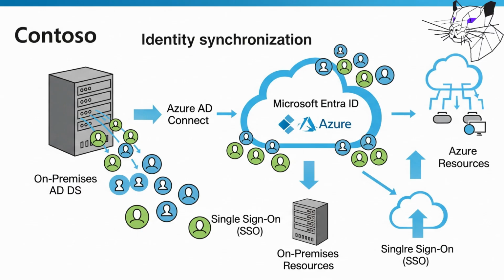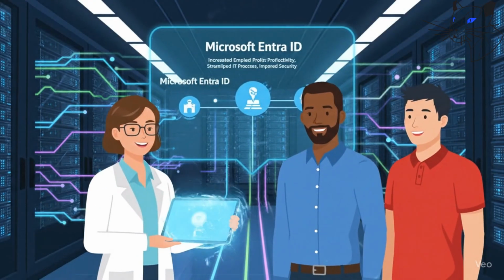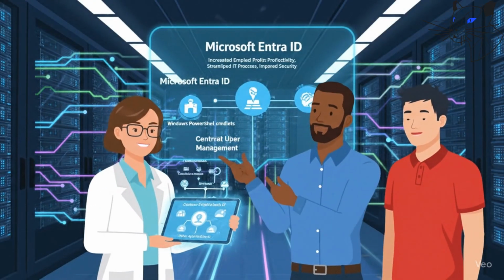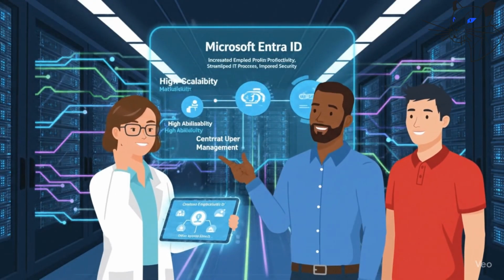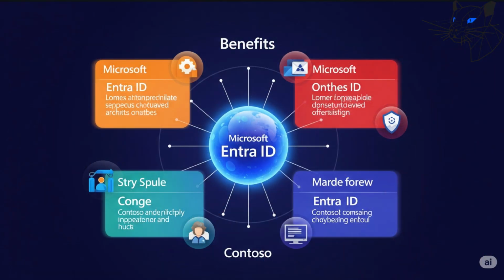These steps would enable Contoso staff to use SSO to access both on-premises resources and those related resources in their Azure tenant. The IT team can use Microsoft Entra ID to increase employee productivity, streamline IT processes, and improve security for adopting various cloud services. Contoso employees can access online applications by using a single user account. Contoso can also perform central user management by using well-known Windows PowerShell cmdlets.